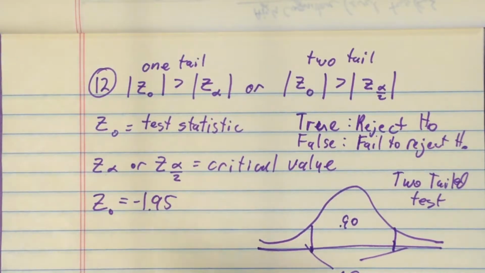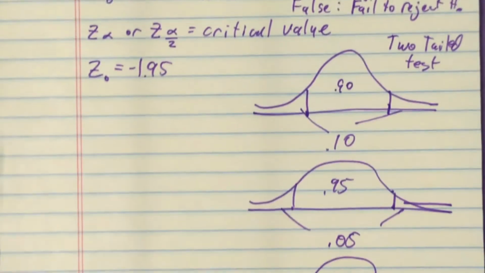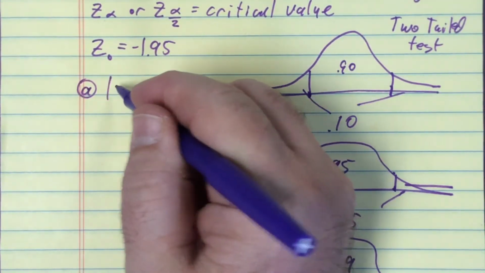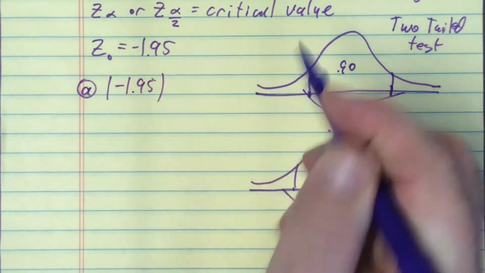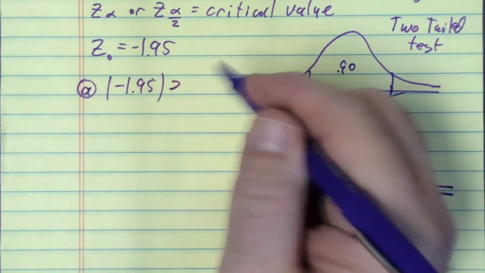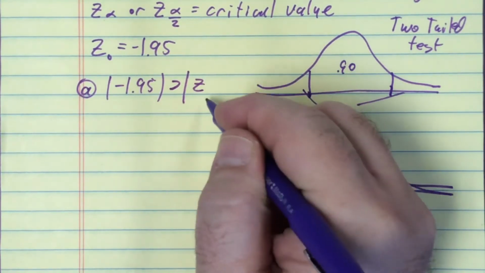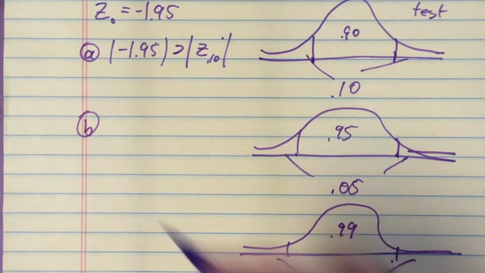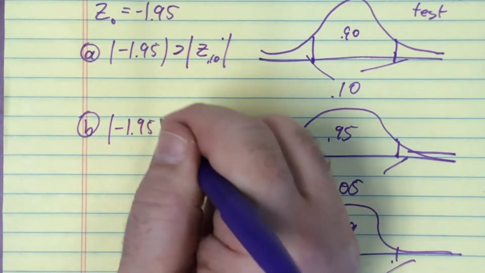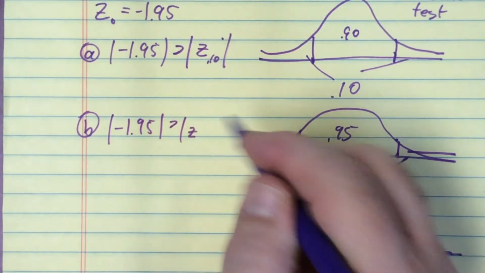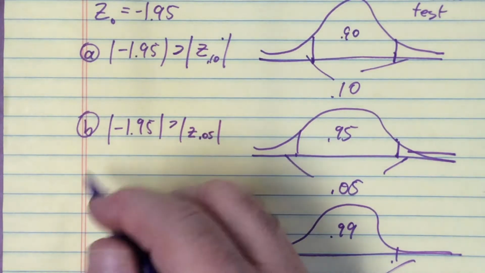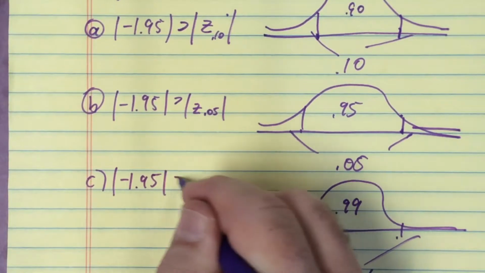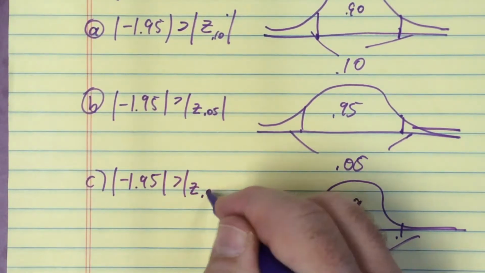So if we're going to do this, let's establish what we need for this now. I'm going to move this up a little bit here, and I'm going to make these different comparisons. I'm going to say, is the absolute value of 1.95 going to be greater than the Z of 0.10? I'm going to leave a little room here. For B, is the absolute value of negative 1.95 going to be greater than the Z of 0.05? And then for C, is the absolute value of negative 1.95 greater than Z of 0.01?